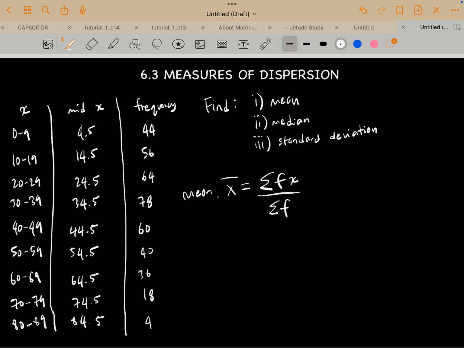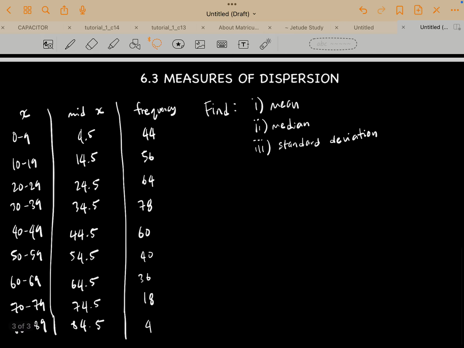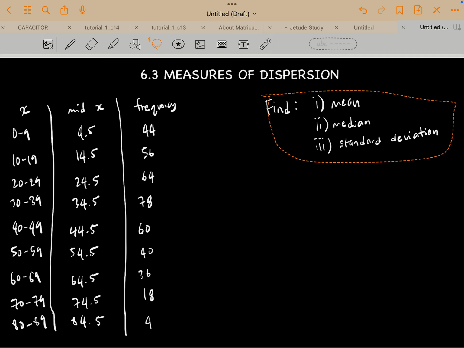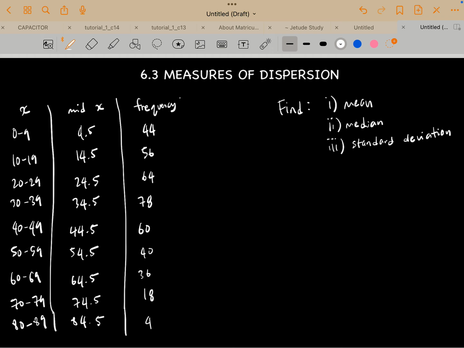Well, what you need to do is you need to multiply the frequency, this part, with the x, not this x because this is range. You need to find the midpoint, which I've written down. You multiply these two and then take the sum and then divide by the sum of the frequency. So let's do that together. Let's have one table that multiplies the frequency and the midpoint x.